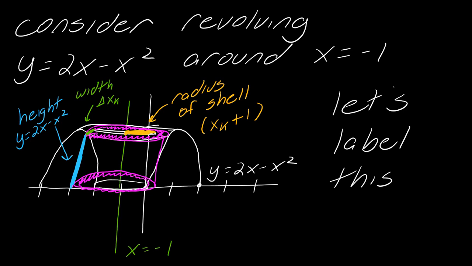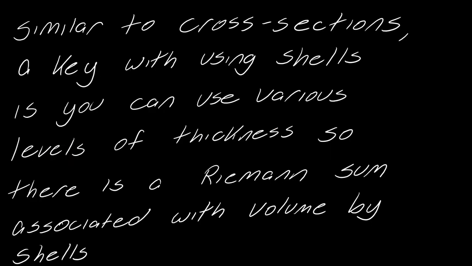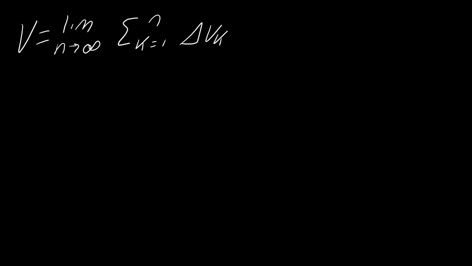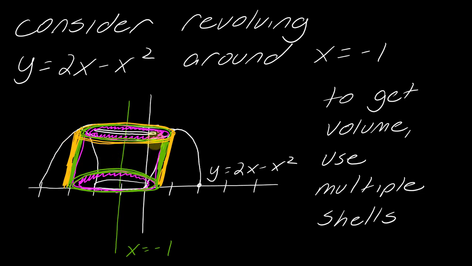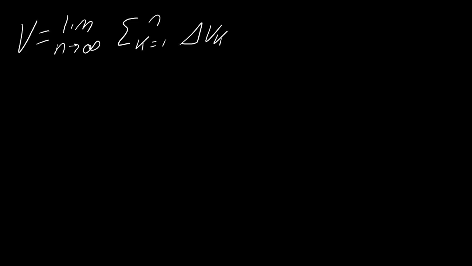Okay. So I just want to state that similar to cross sections, a key with using shells is that you can use various levels of thickness. And since I can dictate these different thicknesses, that means that once again, there is another Riemann sum associated with our shells. So we can really think of our shells as just being this sum of adding up a bunch of different volumes. That's what this Riemann sum here means. Sum up all of the different volumes. So we had this here. I can continue to expand this until I have an infinite number of shells kind of shoved into this thing. And all my volume is just adding up all of those different ones.